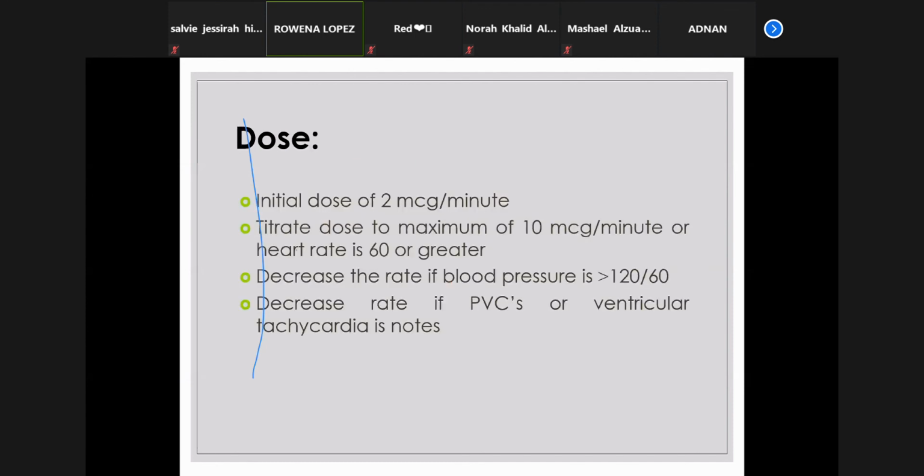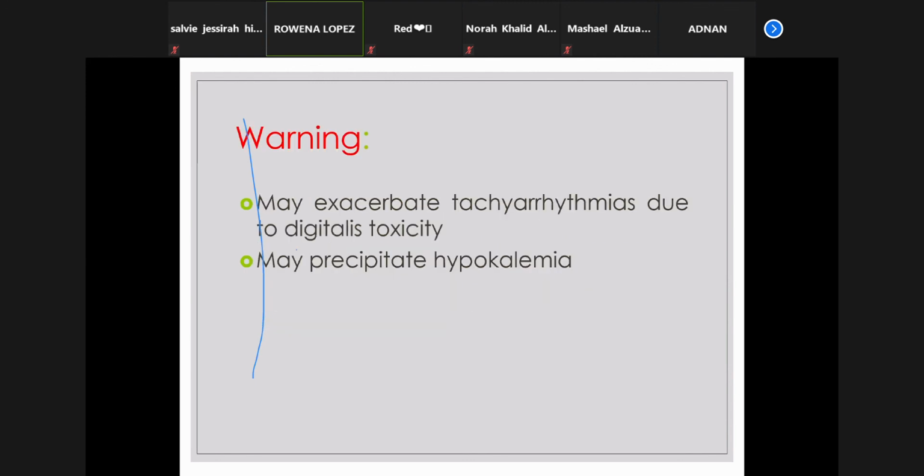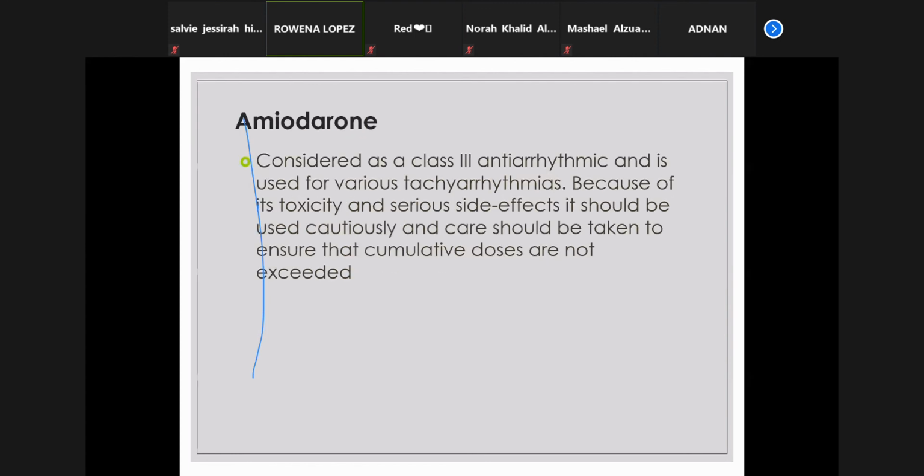We have these doses, and decrease the rate if PVCs or ventricular tachycardia is noted. Sorry for the spelling. Warning: may exacerbate tachyarrhythmias due to digitalis toxicity and may precipitate hypokalemia.